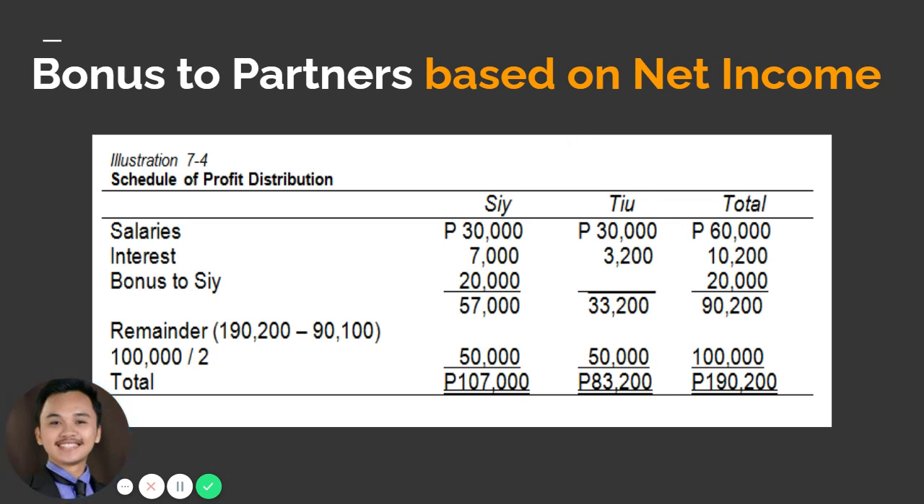From that 190,200, 107,000 will be given to C and 83,200 will be given to Chu. Again, the 107,000 consists of salaries of 30,000, interest of 7,000, and bonus to C of 20,000.